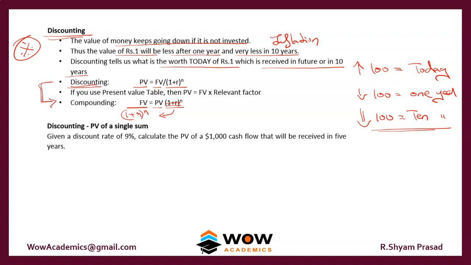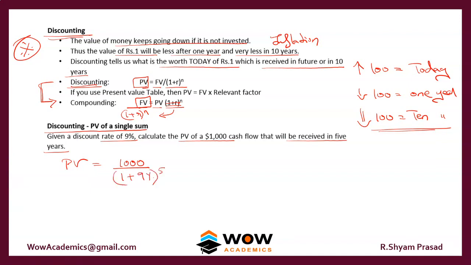What number you want to find out determines the formula. If you want present value, then it's discounting. If you want future value, then it is compounding. So we'll start from a problem. Given a discount rate of 9%, calculate the present value of a $1,000 cash flow that will be received in 5 years' time. So we have to find the present value, where the future value is 1000. We'll work as per the formula, divided by (1 plus 9%) to the power of n.